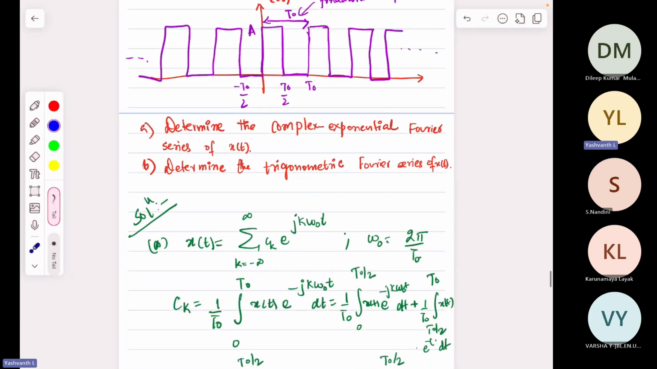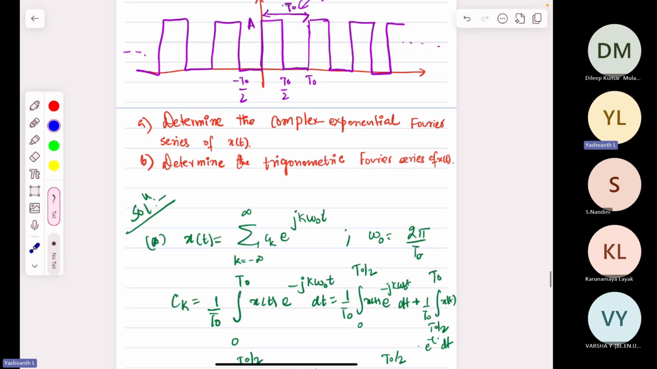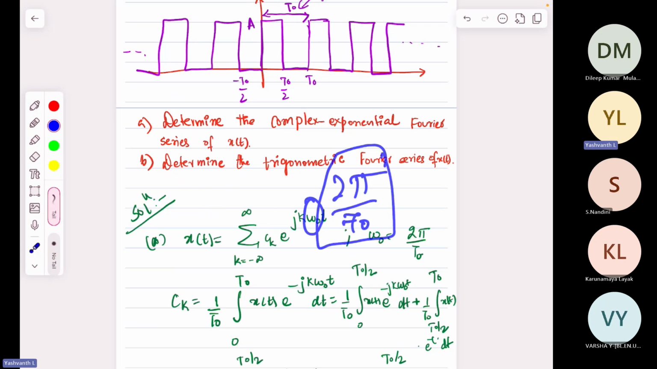So again, as usual, first go back and write down the complex exponential Fourier series. It is given by x of t equal to the sum over k equal to minus infinity to plus infinity of Ck e power j k omega naught t. This is the general definition of a Fourier series expansion, the complex exponential Fourier series, and omega naught is nothing but 2 pi by T naught. Here T naught is the given time period, so omega naught is just 2 pi by T naught. You don't have any more simplification.